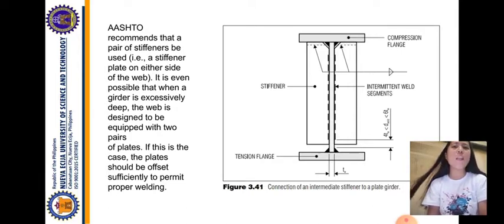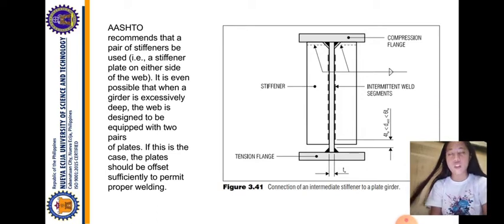It is even possible that when a girder is excessively deep, the web is designed to be equipped with 2 pairs of plates. If this is the case, the plates should be offset sufficiently to permit proper welding. This is Figure 3.41, connection of an intermediate stiffener to plate girder.